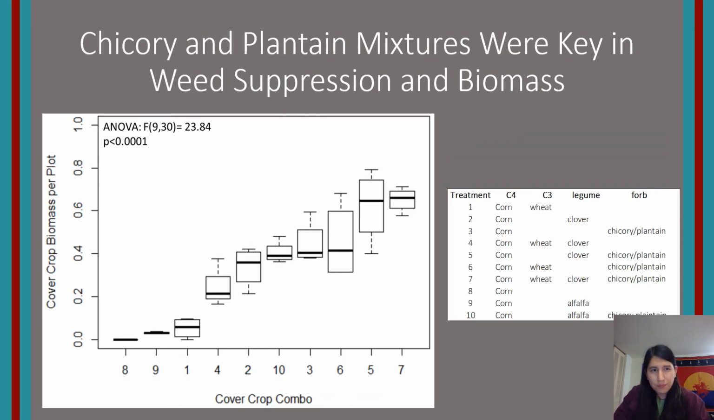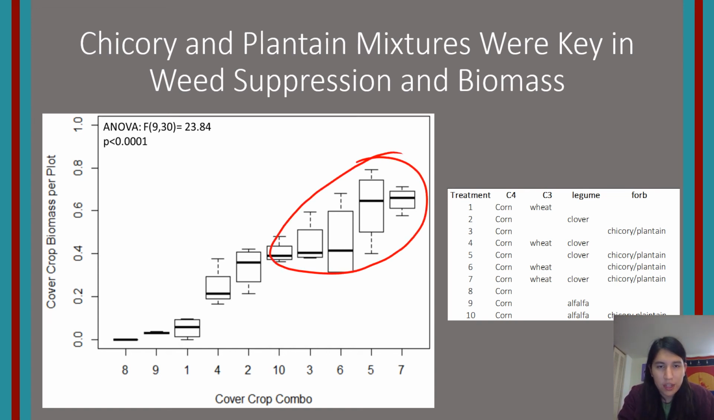And so this is taking those graphs and looking at them with a finer look. And here are the different treatments at the bottom. Generally we saw that these were probably the best at suppressing weeds, and all these treatments had this chicory and plantain mixture in them. These are what we call broadleaf forbs.